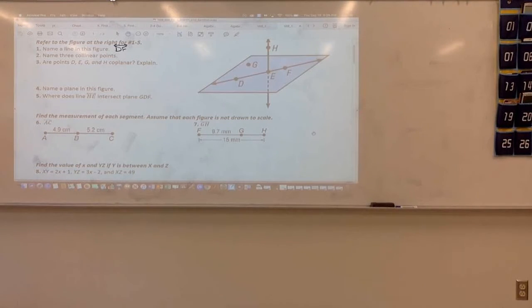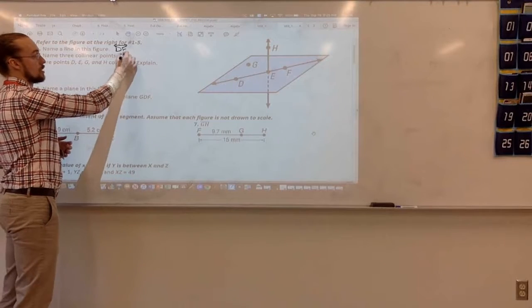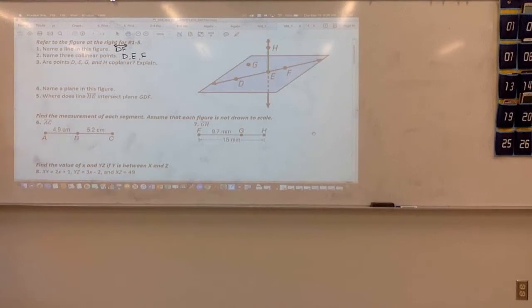3 collinear points. Collinear means on the same line. So yeah, D, E, and F would be 3 collinear points. I didn't even see there was 3. No, I'm talking about 3, 4, and 5. Oh, okay. Why didn't you see 3?